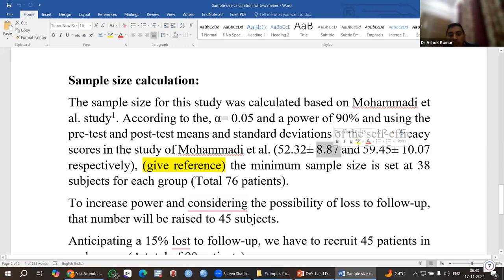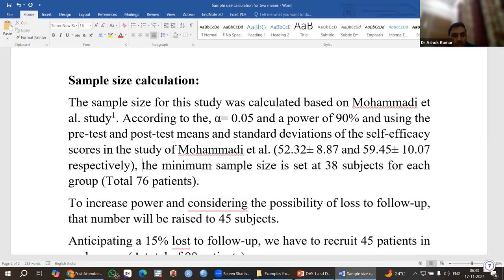And this is for the experiment group or intervention group: 59.45 plus minus 10.07. Although in this study they have given the post-test mean, here we are using it for the intervention group because it comes after intervention. So 59.45 plus minus 10.07. We have already given the reference, so I think I wrote it here by mistake. So we have calculated this sample size.